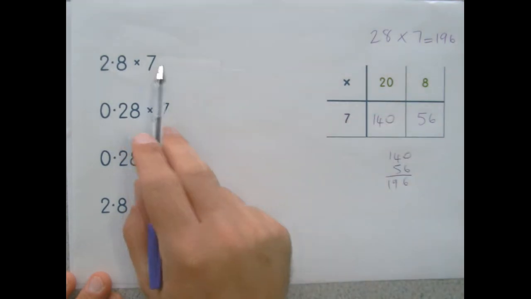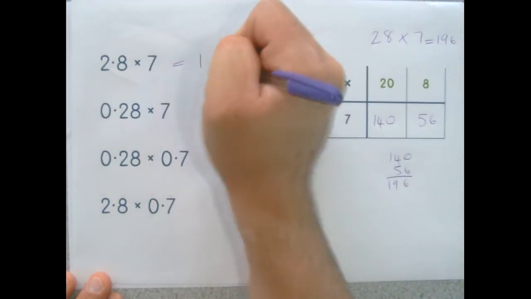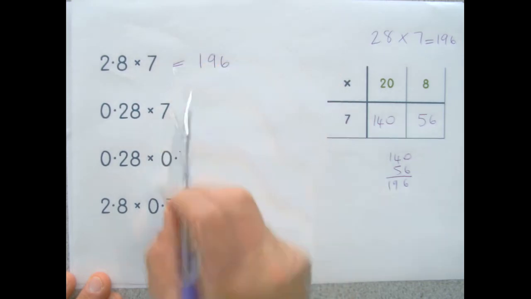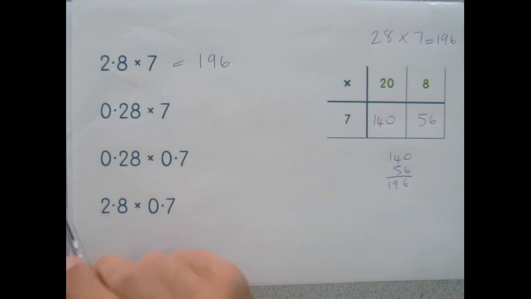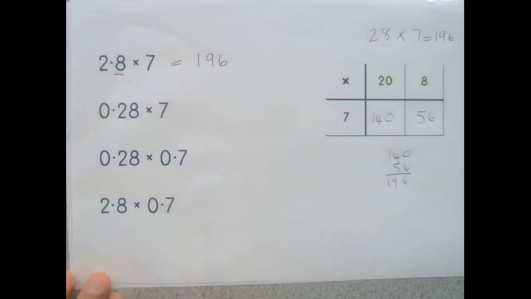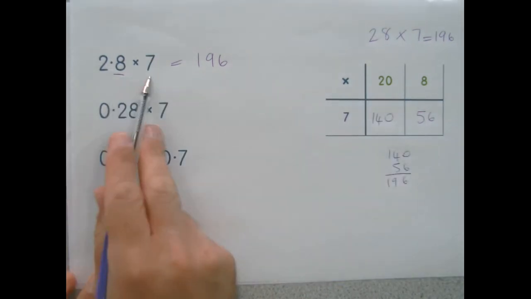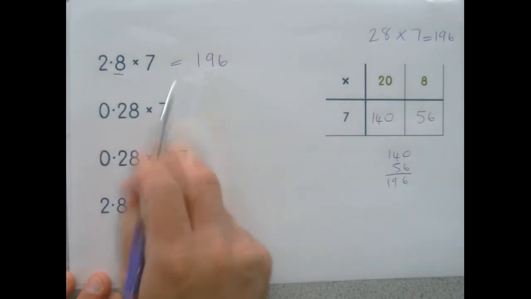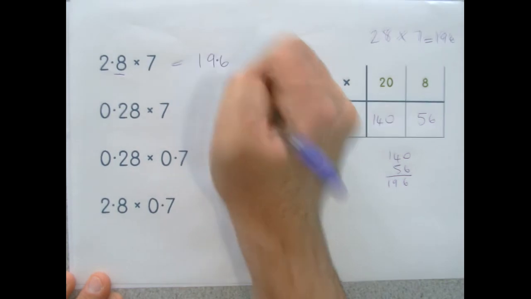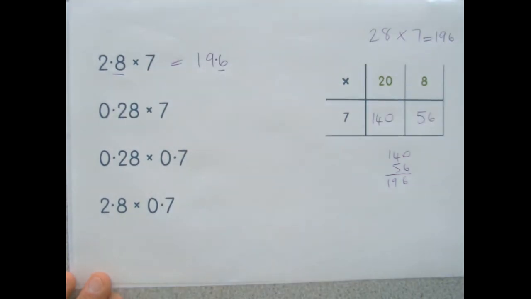So what I'll do then is put the answer here. Remember, this is the answer to 28 times 7. And then I look at the question and I just count how many decimal places there are. You can see here there's one decimal place. There's no decimal places here, but we've got one decimal place in total, which means we need to have one decimal place in our answer. So the decimal point's got to go there, so we have one decimal place.